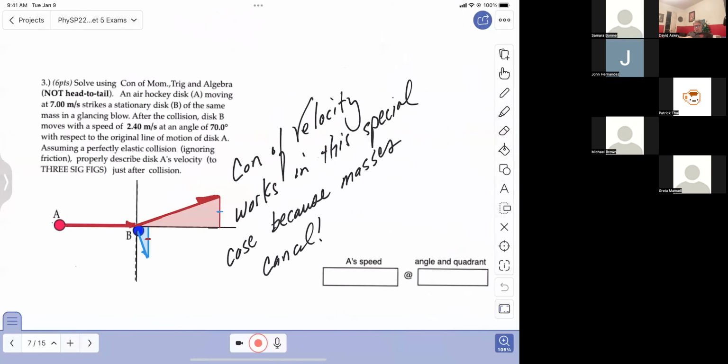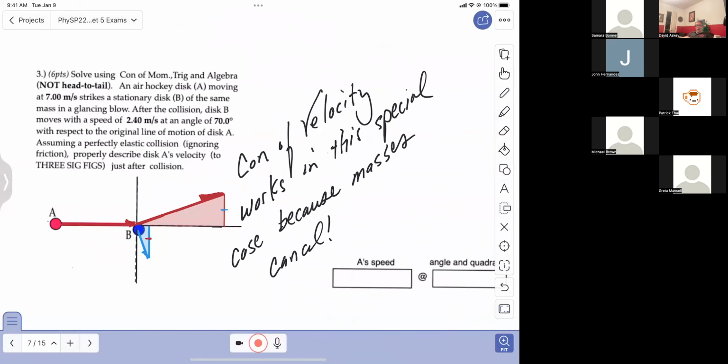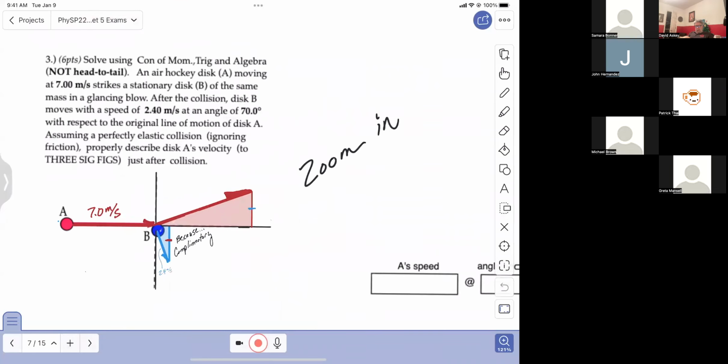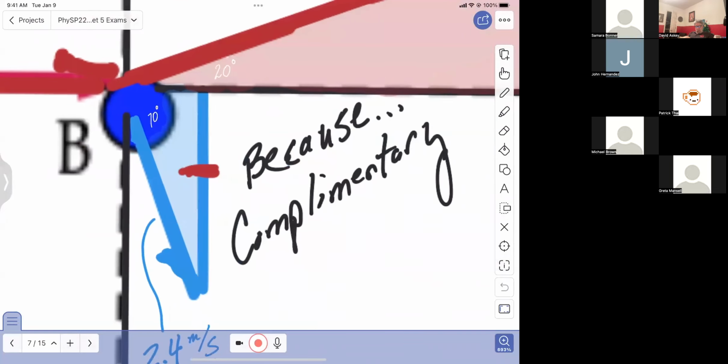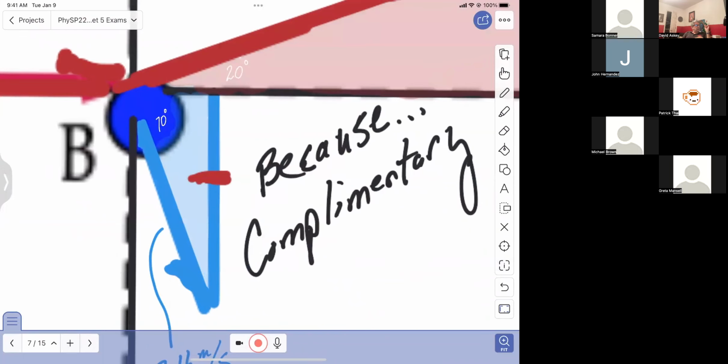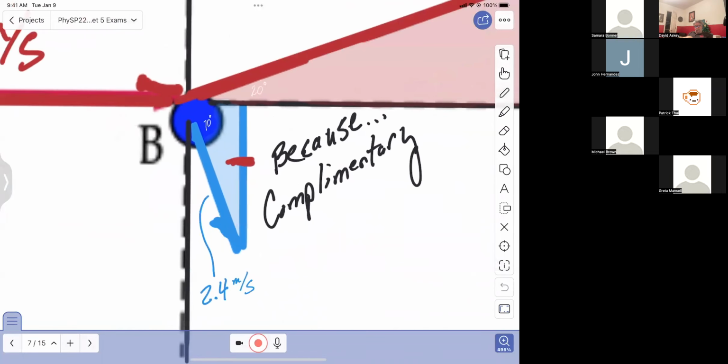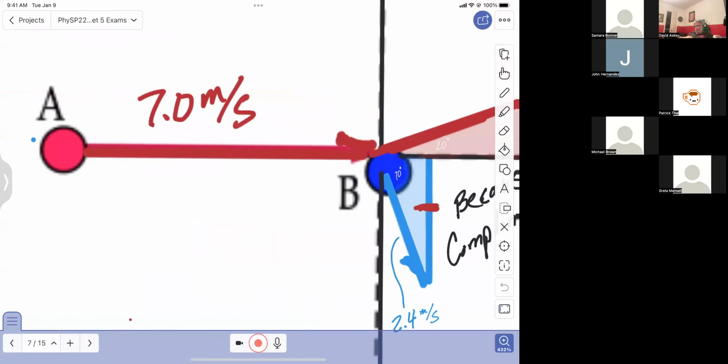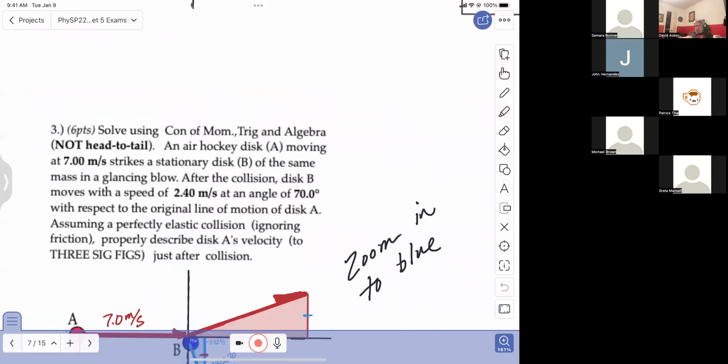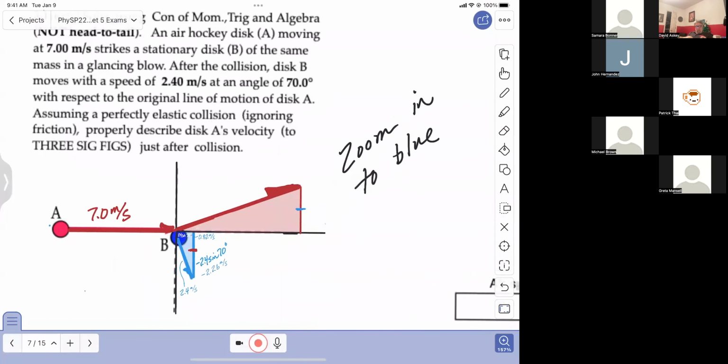Let's keep going. The next step, I said conservation of velocity, which works in this special case because masses cancel. Okay, I zoom in now to the blue. And there's your 70 degrees and 20 degrees. And there's your 2.4 meters a second. That's relative to that 7 meters a second. Keep going. Now I zoom into the blue. Well, I did something different.